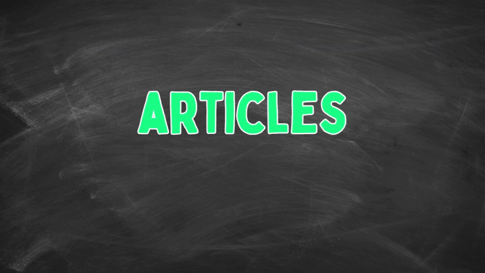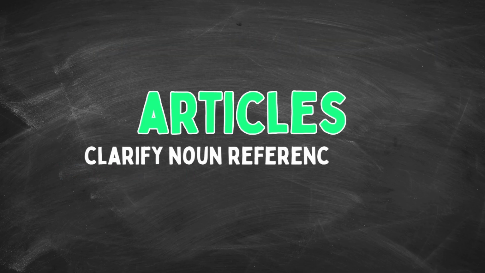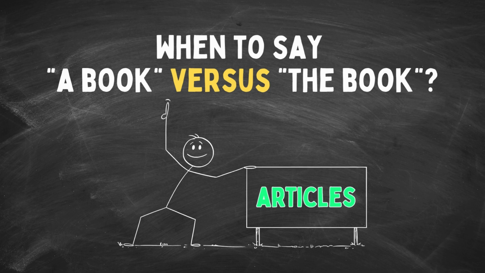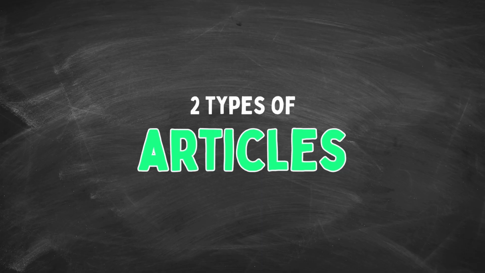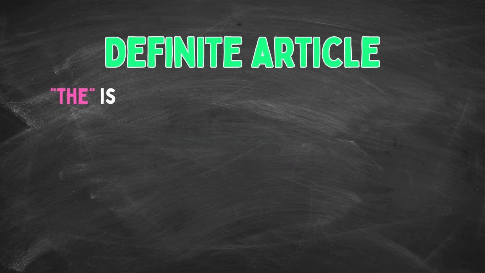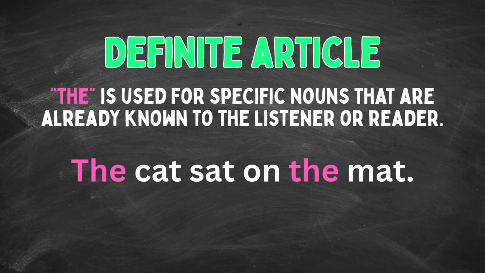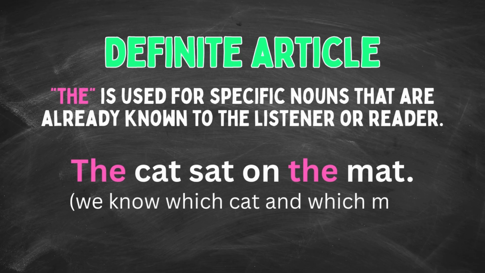Finally, we have articles. They clarify noun references and provide specificity in communication. Ever wondered when to say a book versus the book? Articles hold the answer. There are 2 types. We have the definite article. The is used for specific nouns that are already known to the listener or reader. For example, the cat sat on the mat. We know which cat and which mat.